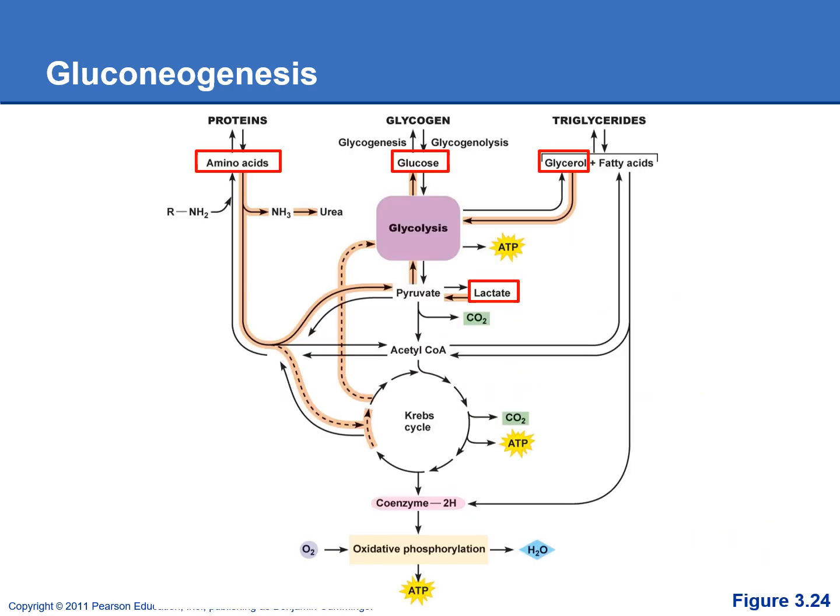All right, so here's a crazy picture from chapter 3. Don't get alarmed at this. It's just showing you that you can take amino acids and work your way over and make glucose from the amino acids. You can take glycerol, which is part of the triglyceride or fat, and make glucose from that. And then you can also take lactic acid from fermentation and work your way over and make glucose from that. So just showing you how you can take these non-carbohydrate things and make new glucose from that. So that's gluconeogenesis.